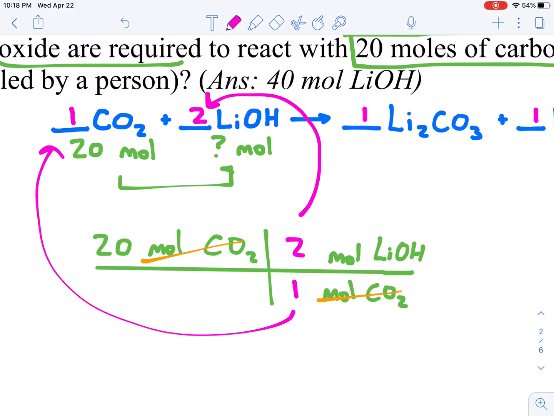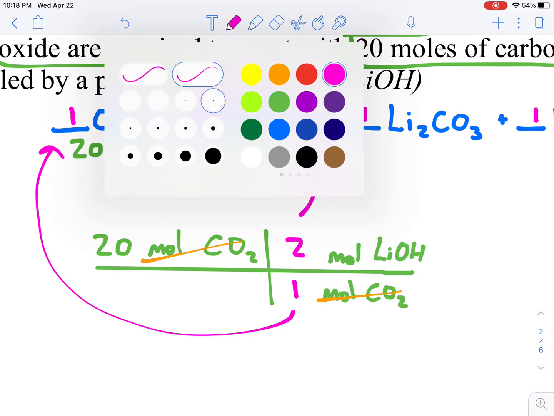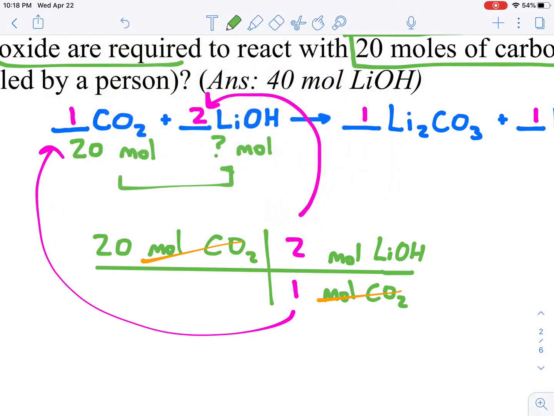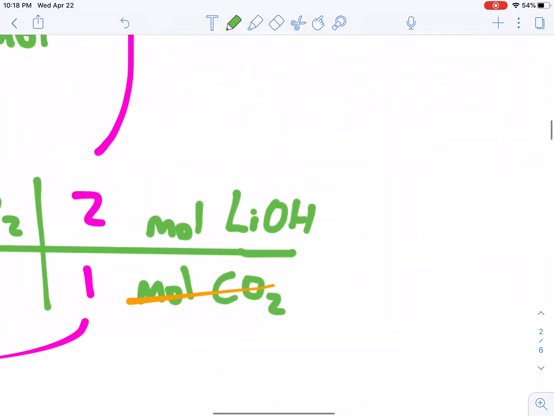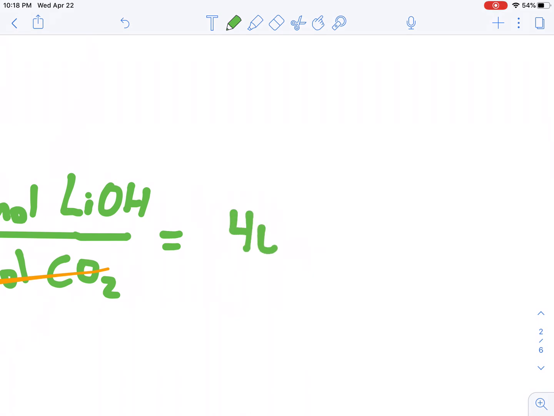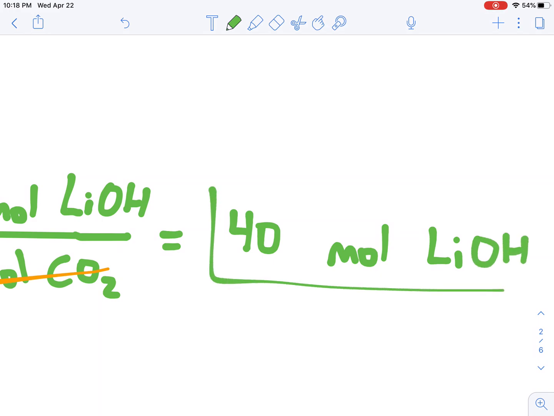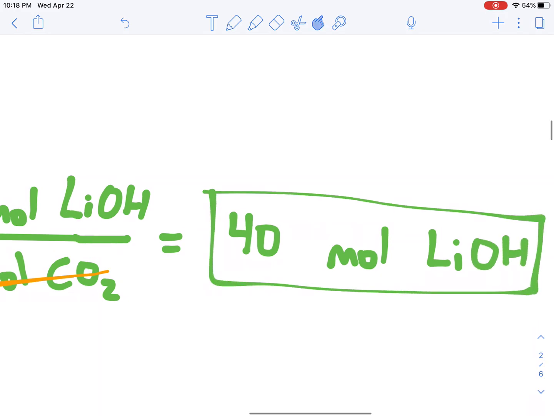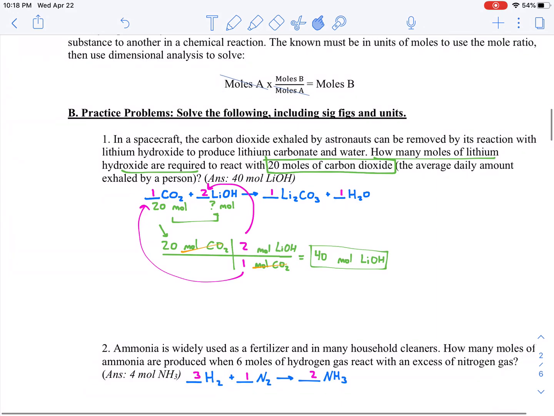So when you do that math, you'll notice we have 20 times 2. Notice that 20 only has 1 sig fig. That 0 is not significant because it doesn't have a decimal point. So our answer then becomes 40, no decimal point, 40 moles of LiOH, 1 sig fig. We are good to go. All right, let's try another.